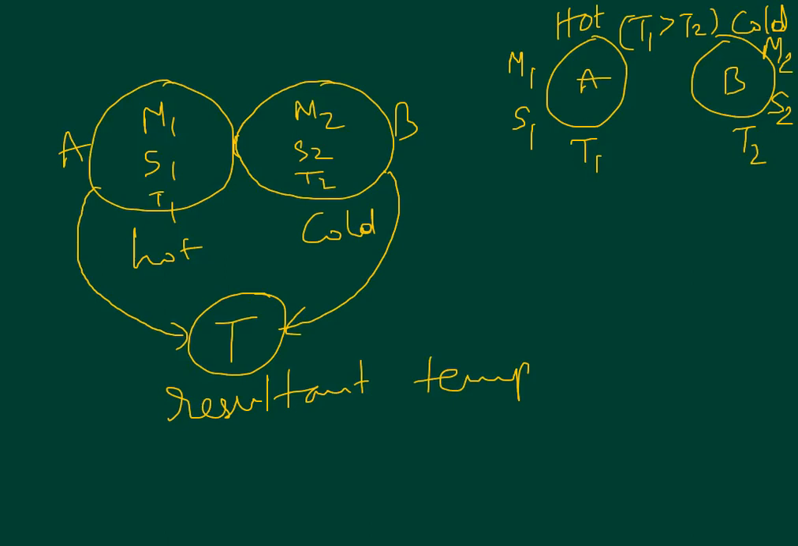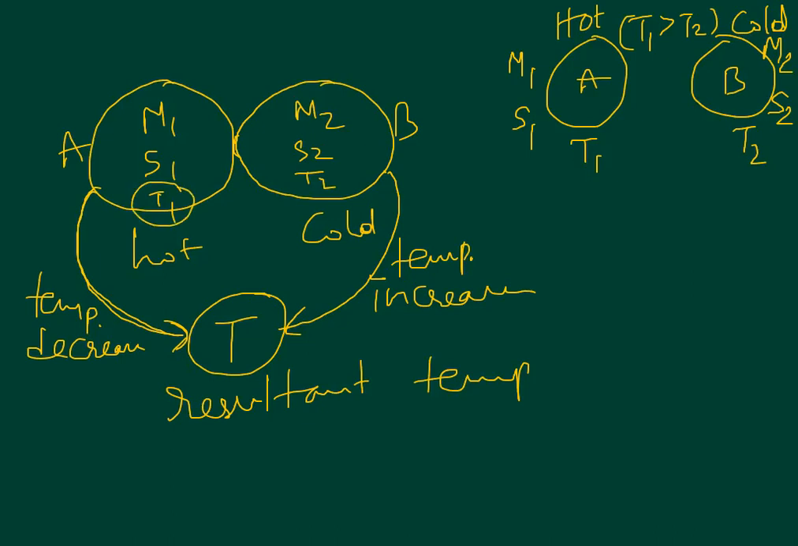So here, if you observe, this is a hot body. From hot body to cold body, the hot body temperature decreases and the cold body temperature increases. So the hot body temperature decreases from initially T1 to T, and the cold body temperature increases from T2 to T. That is the phenomenon that happened here.